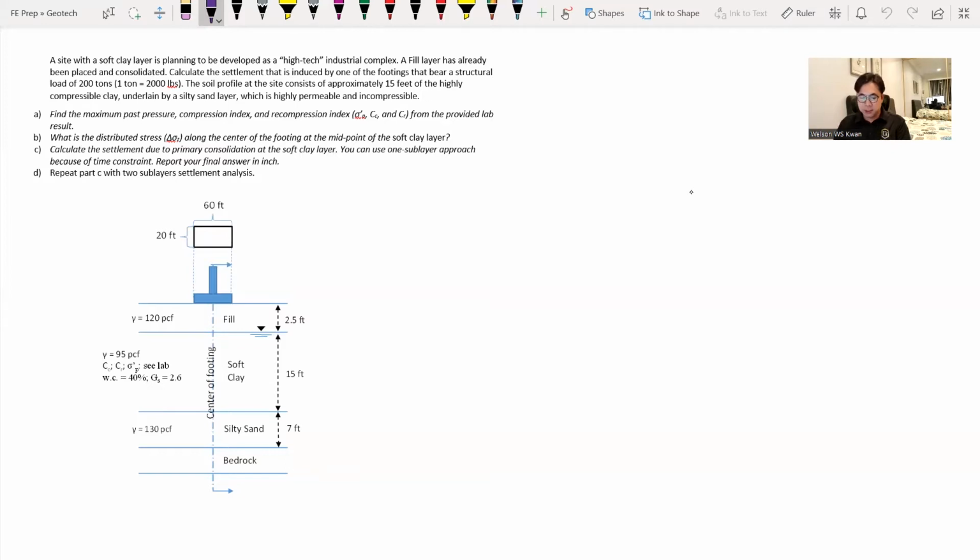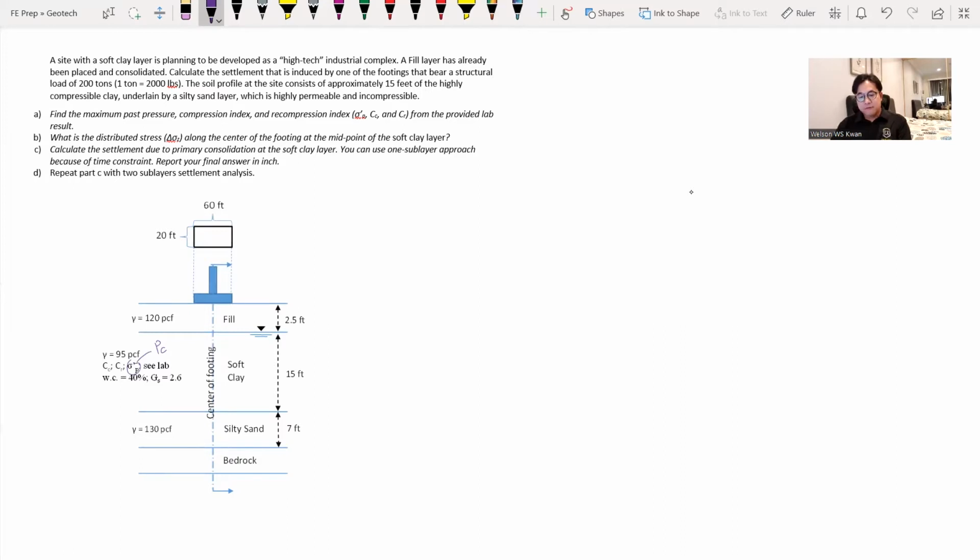that provide us the parameters we need for the design, such as the C sub C compression index, C sub R recompression index, and also the maximum past pressure, often represented as sigma prime P, and in your FE manual, it is represented by P sub C. So P sub C, this value here, is represented in the FE manual as the maximum past pressure.